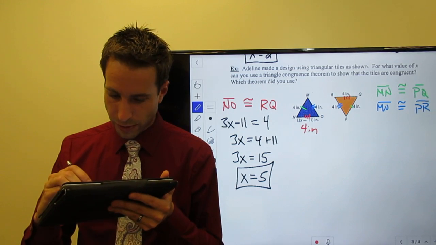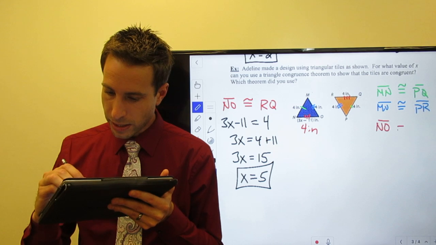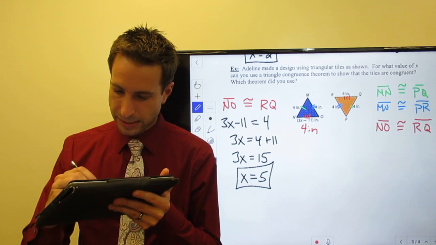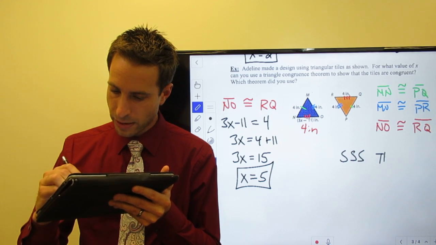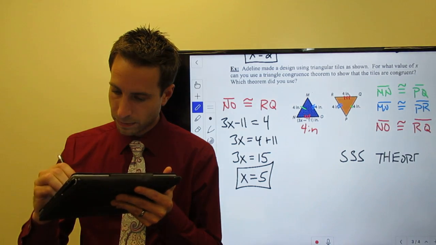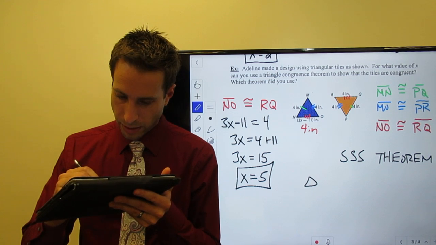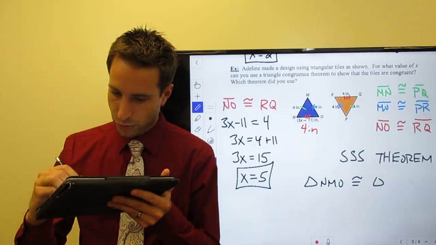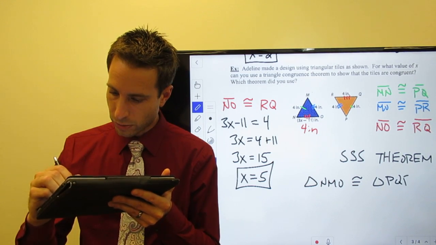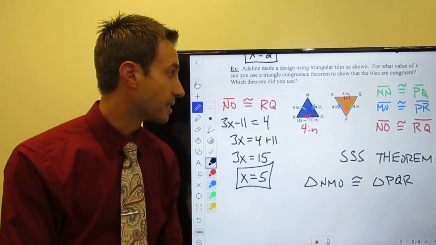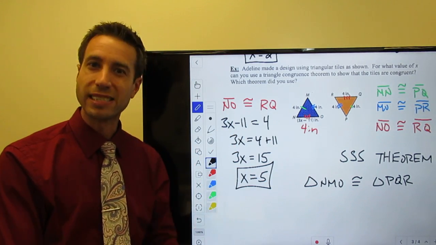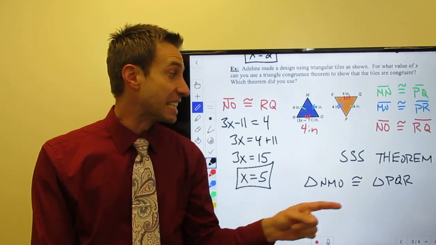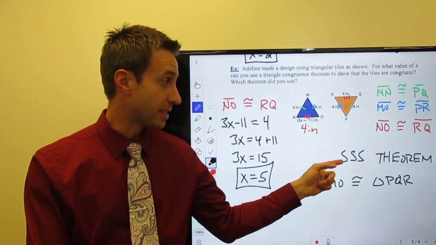What you've just done is you have shown that NO is congruent to RQ, and by the side theorem, triangle NMO is congruent to triangle PQR. Right? Side theorem. Again, all it took was just a really simple algebra problem, but in order to set up the algebra problem, you needed to know some geometry to get it, right?